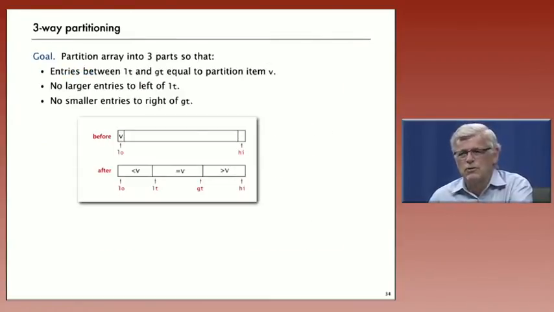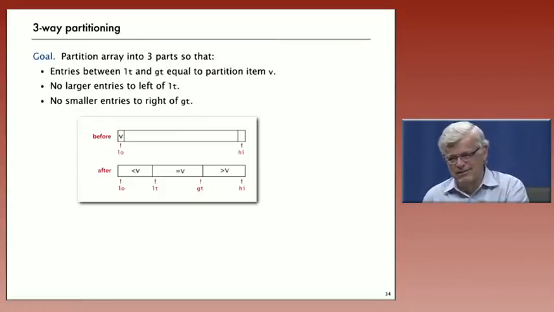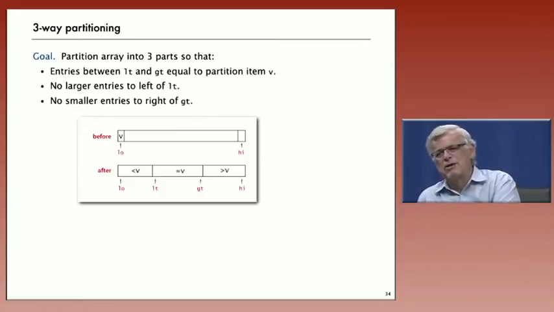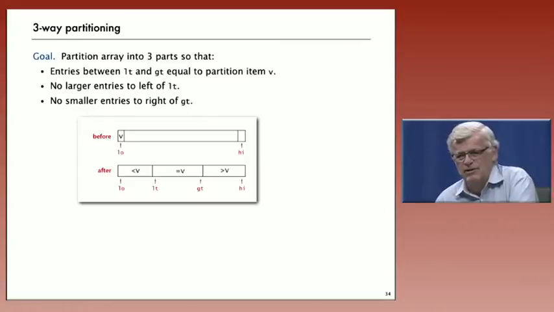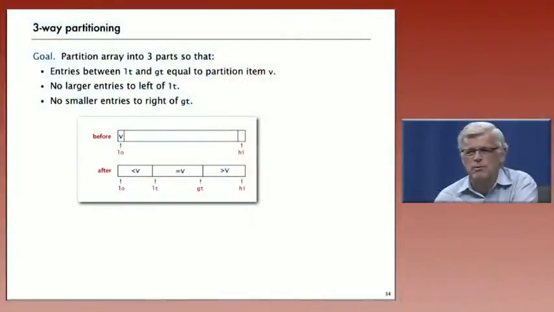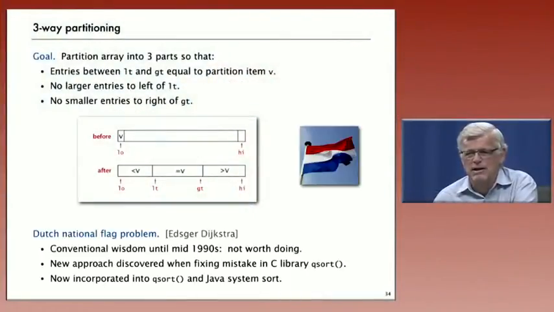So the goal is so-called three-way partitioning. What we want to do is get the array into three parts, so that now we have two pointers into the middle. One is the boundary between the keys that are less than the partitioning element and those that are equal to the partitioning element. Another is the boundary between the keys that are equal to the partitioning element and the ones that are greater. And then in the middle are all the equal keys. That's what we'd like to arrange.